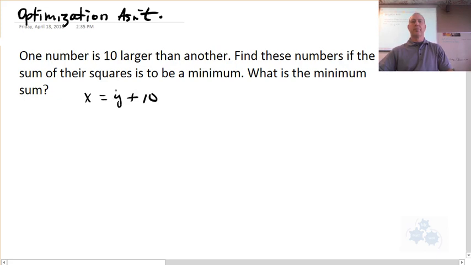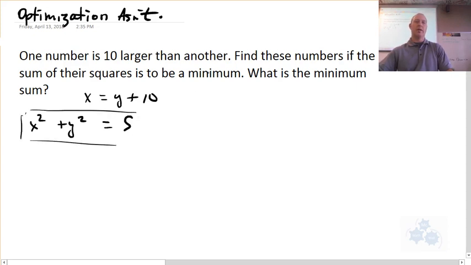You can start anywhere. If you have it opposite, that's fine. Doesn't matter. But find these numbers if the sum of their squares is to be a minimum. So x squared plus y squared. That's the minimum sum, this is what we're trying to optimize, right?